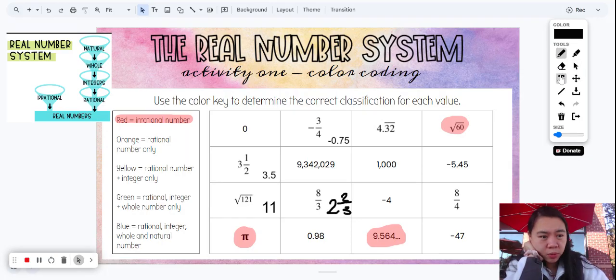8/4. Ooh, this one's a tricky one. It looks like a fraction, but 8 divided by 4 is really 2. That's a whole number. Okay. I think that's it. I'm going to write some equal signs. Okay.